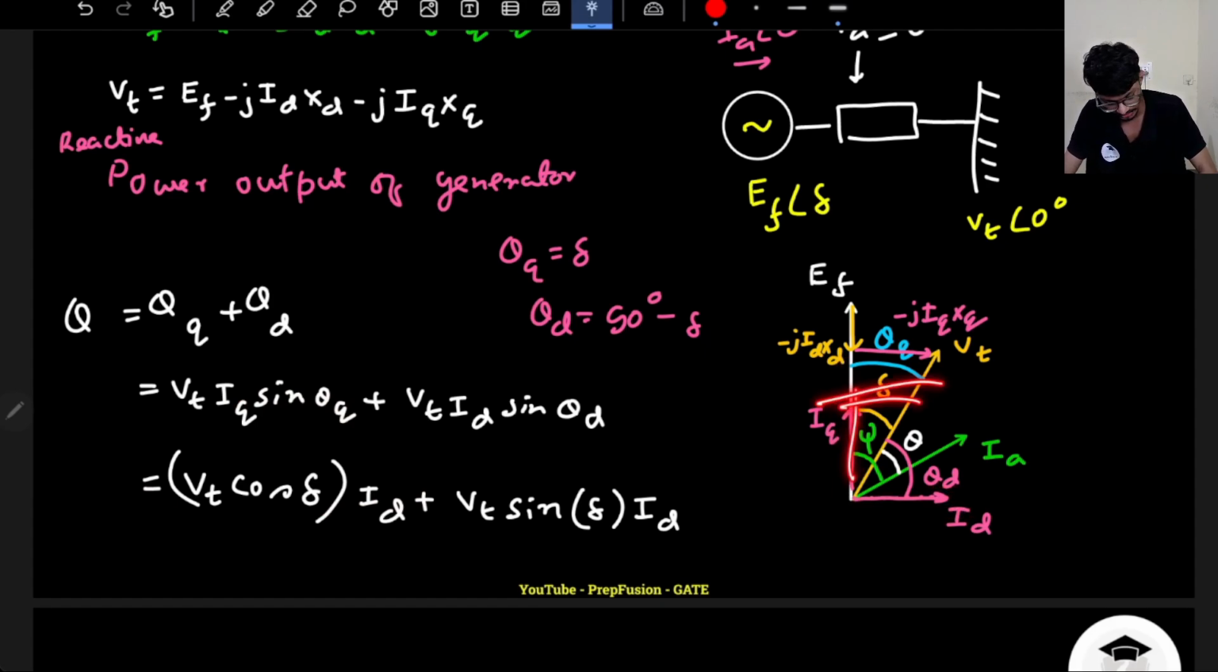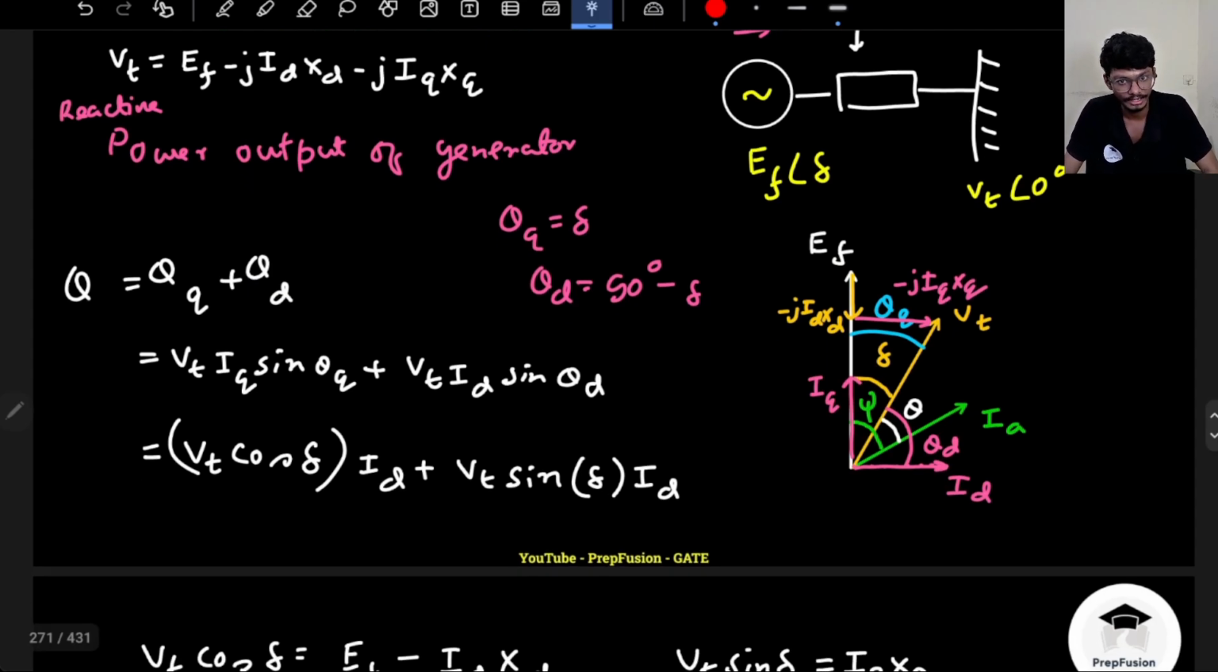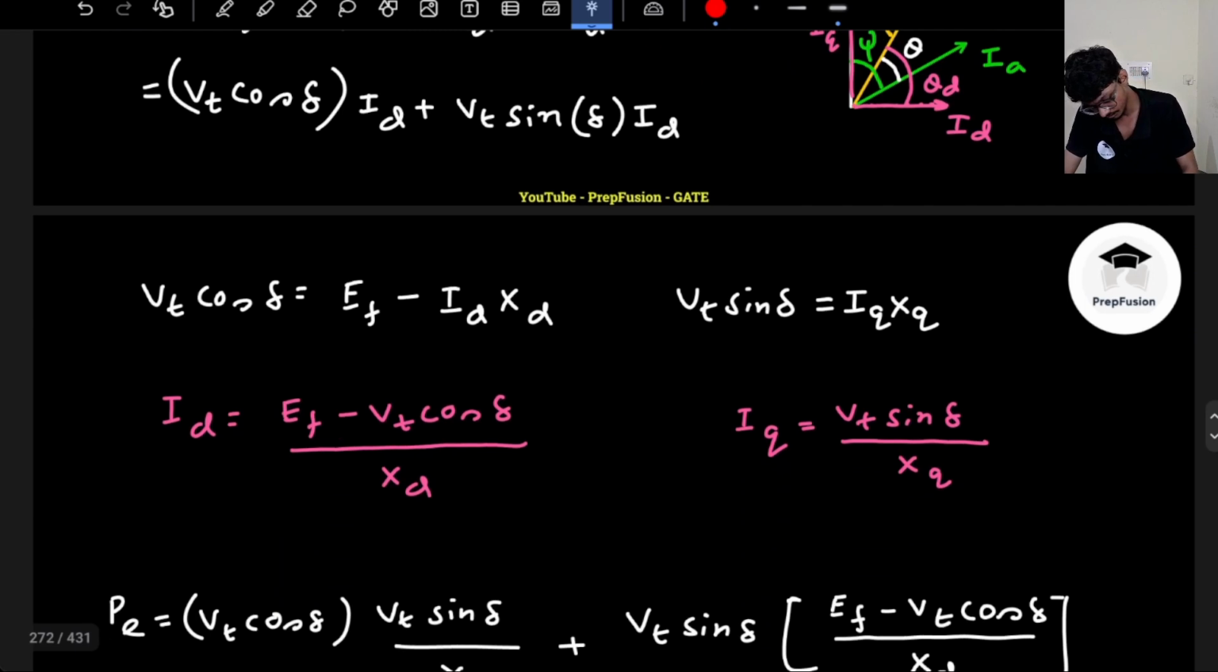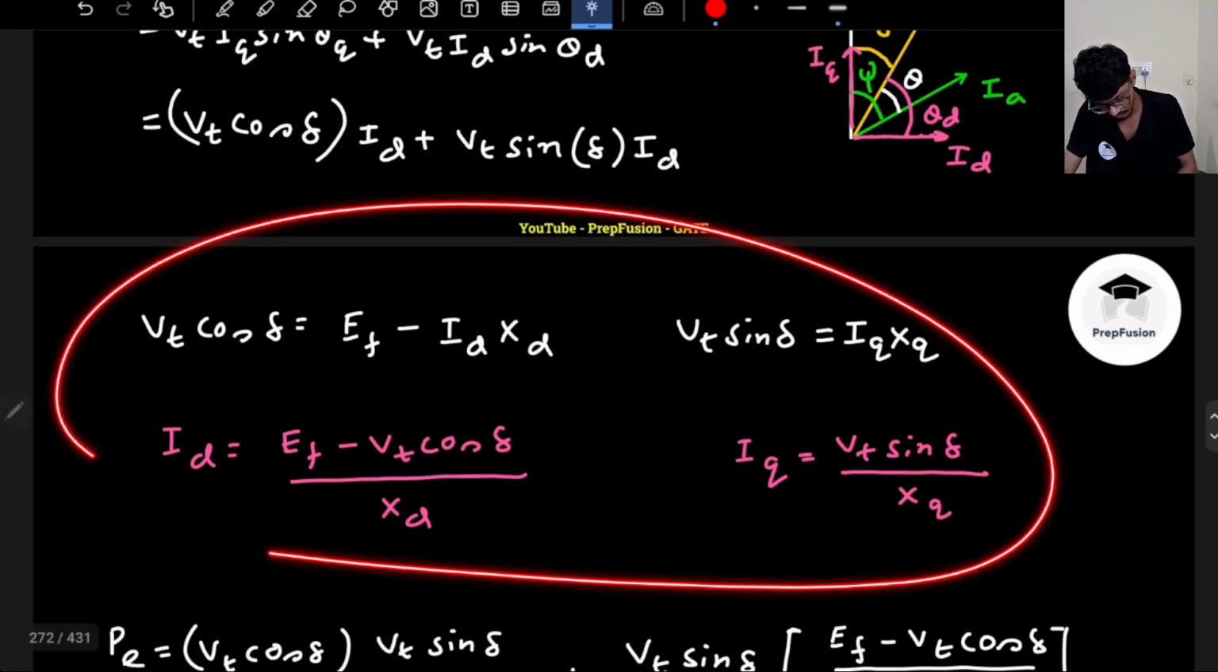Because this VT cos delta is along this line, into the out of phase component of current, that is ID. Same here, VT sin delta is along this line, and into the out of phase component, that is IQ. That will give me the reactive power. This we have already derived in the previous lecture: what ID and IQ are.